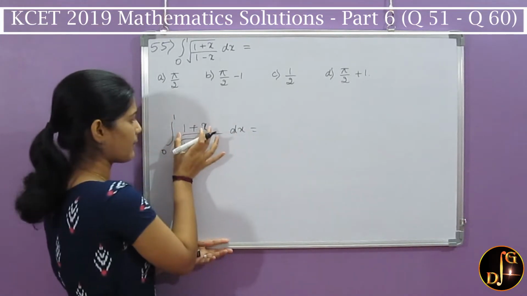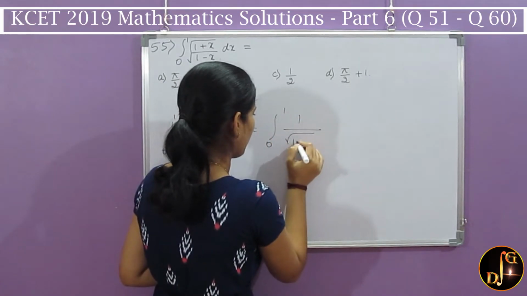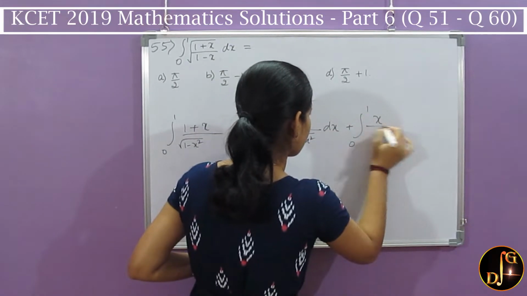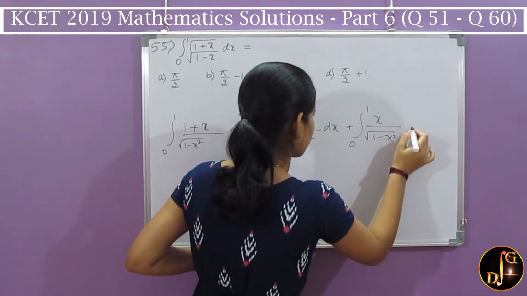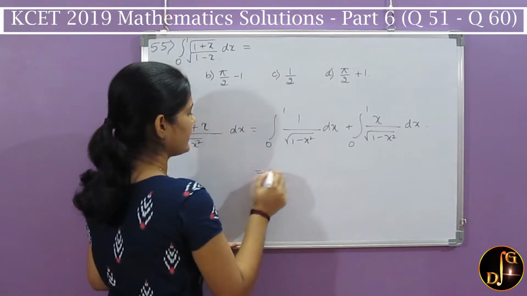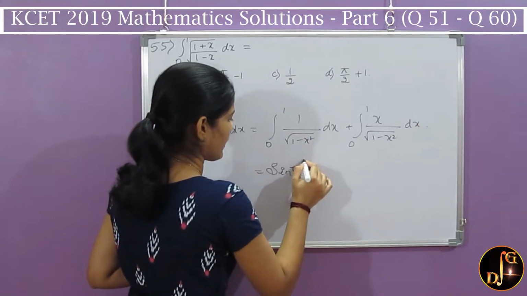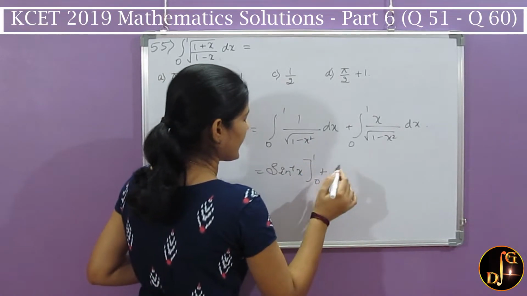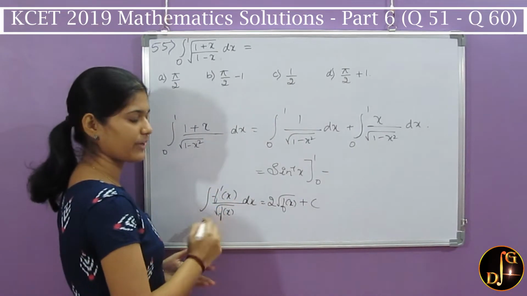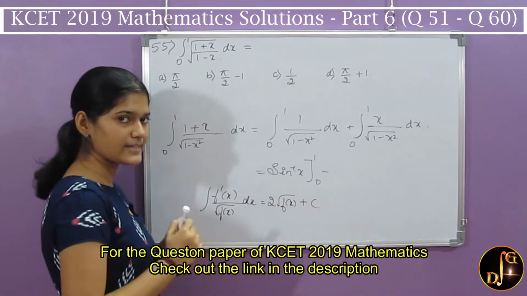So if we separate this numerator, then we will get integral 0 to 1, 1 by root 1 minus x square dx plus integral 0 to 1 x by square root of 1 minus x square dx. Right? Then this is nothing but sine inverse of x from 0 to 1 plus, how to simplify this? We have one formula, that is integration of f dash of x by root f of x dx is nothing but 2 into root f of x plus c.